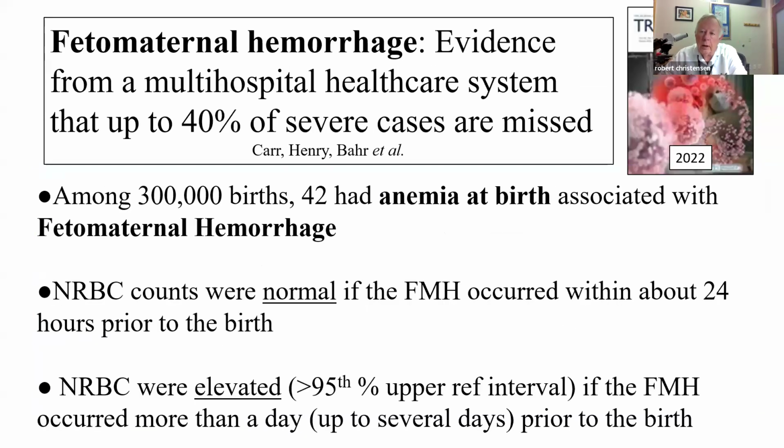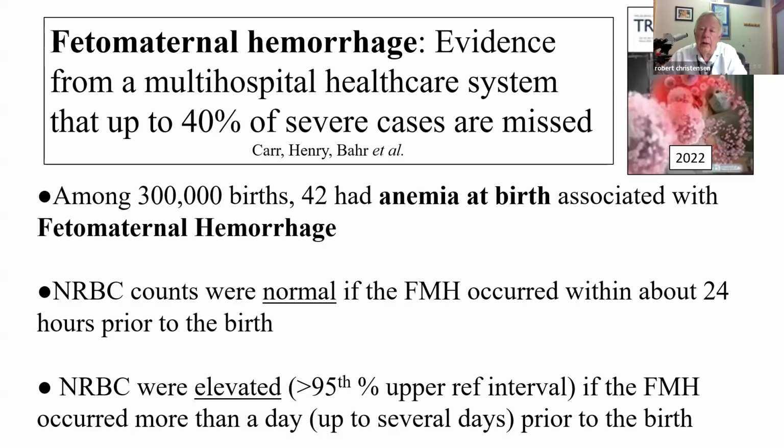Another form of severe neonatal anemia, one of our more common, was fetal to maternal hemorrhage. This is a paper we published 2 years ago in Transfusion, where we looked at 300,000 live births, found 42 of them with anemia at birth that was clearly from fetal-maternal hemorrhage. And here I'm going to be focusing on the nucleated red blood cell count, and then I will use this slide to transition to review something about nucleated red blood cell counts.